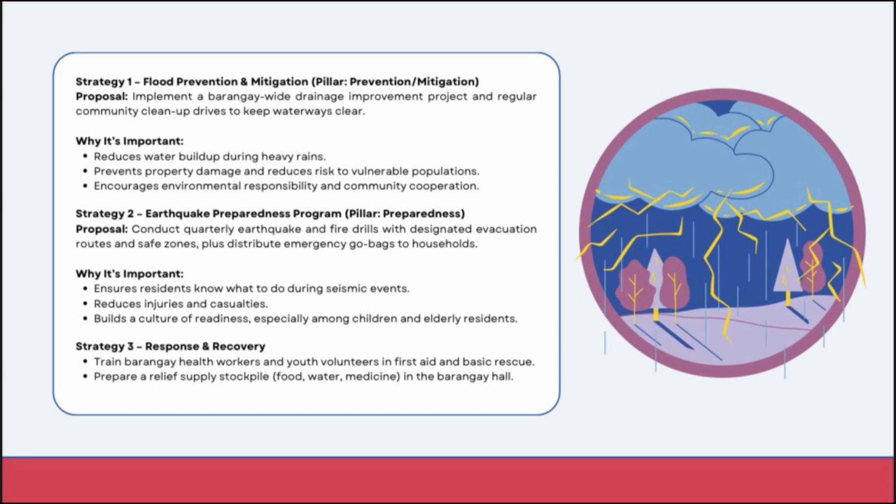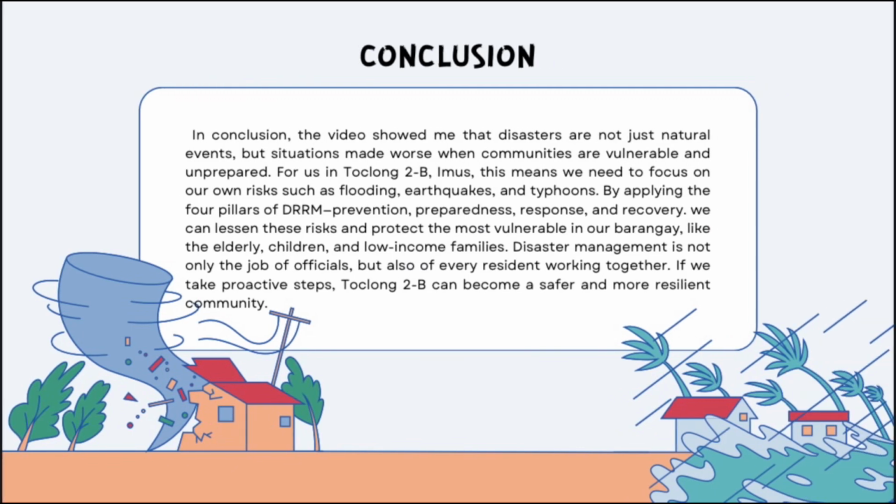This belongs to response. And lastly, psychosocial support and livelihood programs after disasters. This strengthens recovery and rehabilitation. And for my conclusion, disasters may be unavoidable, but their impacts can be reduced if we are prepared and resilient. DRRM teaches us that prevention, preparedness, response, and recovery are not just government responsibilities, but also community and individual efforts.